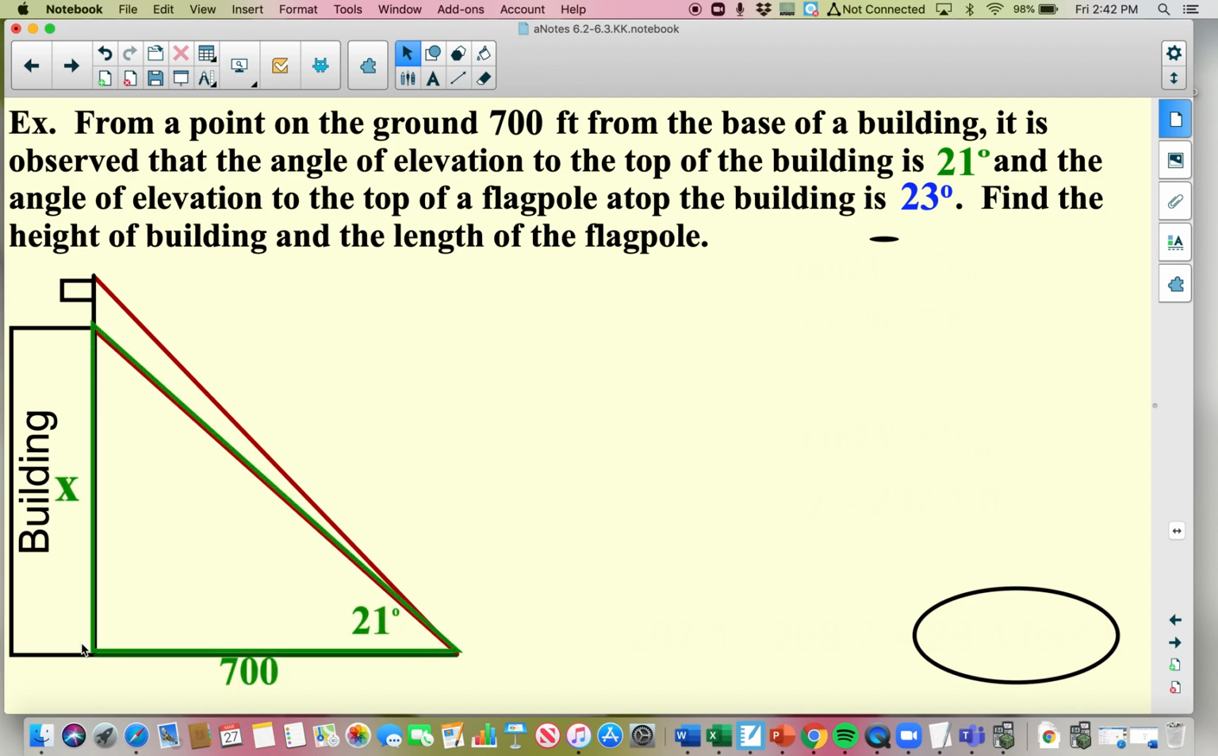The height of the building, I called X. We don't know that. But the angle of elevation, so here it is. Here's you. Here's your horizontal, the 700. Looking up to the top of the building creates that angle of elevation of 21 degrees.